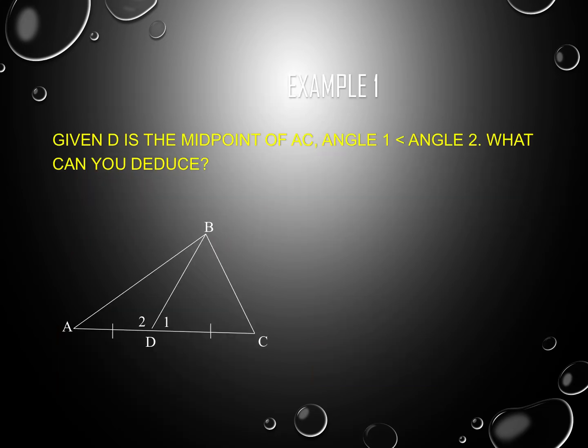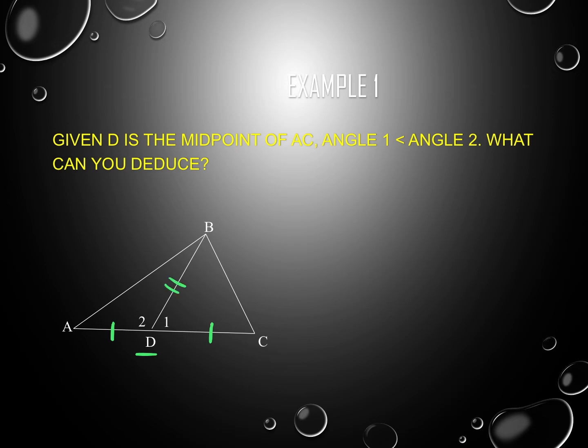So the next one, it says, given that D is the midpoint of AC and angle 1 is less than angle 2, what can you deduce? So we're going to use our hinge theorem. So notice I have congruency marks on AD is congruent to DC because they told us D was the midpoint. I also could say that BD is congruent to BD by reflexive.